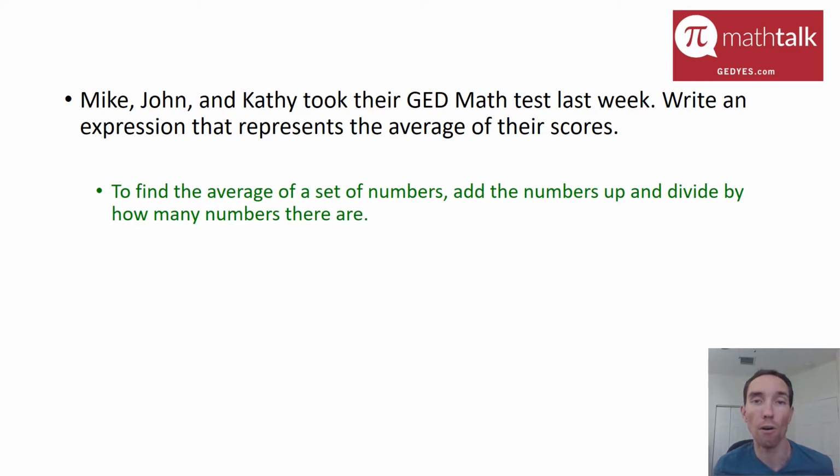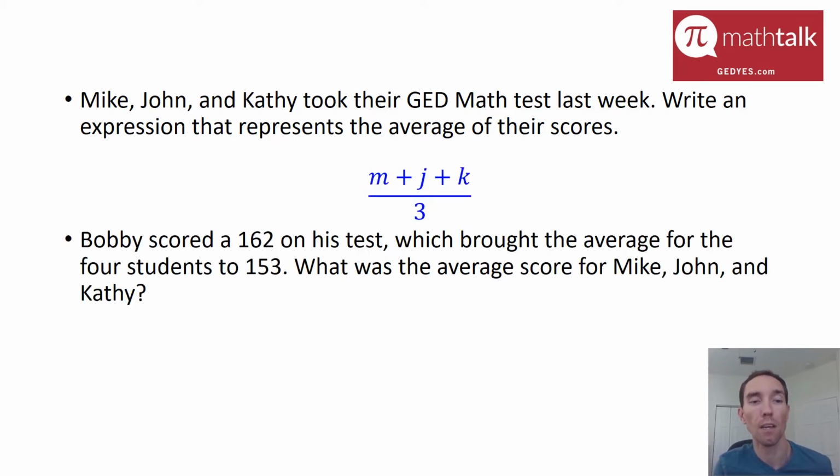So in this case, there are no actual numbers, and so we're going to write an expression to represent how we would find the average. And so we're going to add up the numbers, which in this case are represented by Mike, John, and Kathy. And so we're going to call it M, J, and K, and then we just divide by however many there are, in this case 3. So there's your expression. M plus J plus K over 3 is going to get you the average of their scores if you knew the numbers. All right, perfect. Let's look at a follow-up question to this.